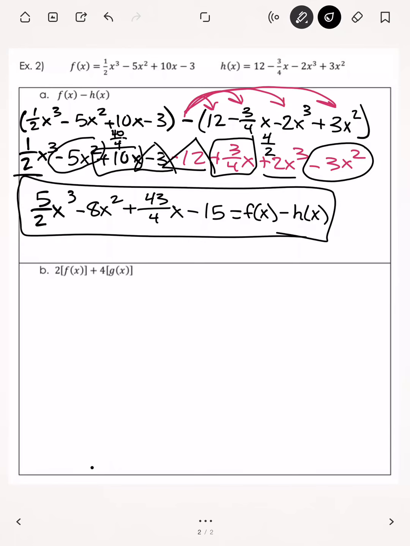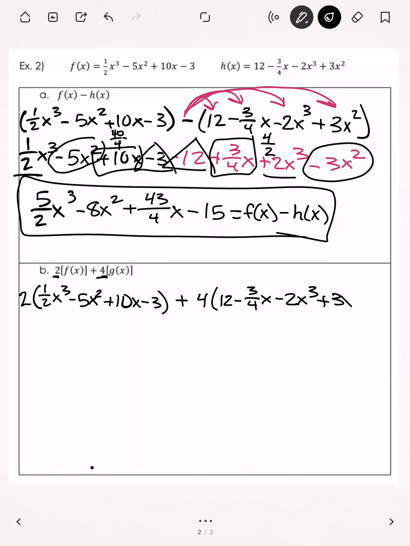Looking at letter B, notice now we have a number in front. This is not replacing the x, so our answers should have x's in them. This is the number that goes in front of the function, and then I have to distribute it. So what that looks like is I have 2 times f of x, which is 1/2 x cubed minus 5x squared plus 10x minus 3. And then I'm going to add 4 times the function, 12 minus 3/4 x minus 2x cubed plus 3x squared. So I'm going to distribute it first.